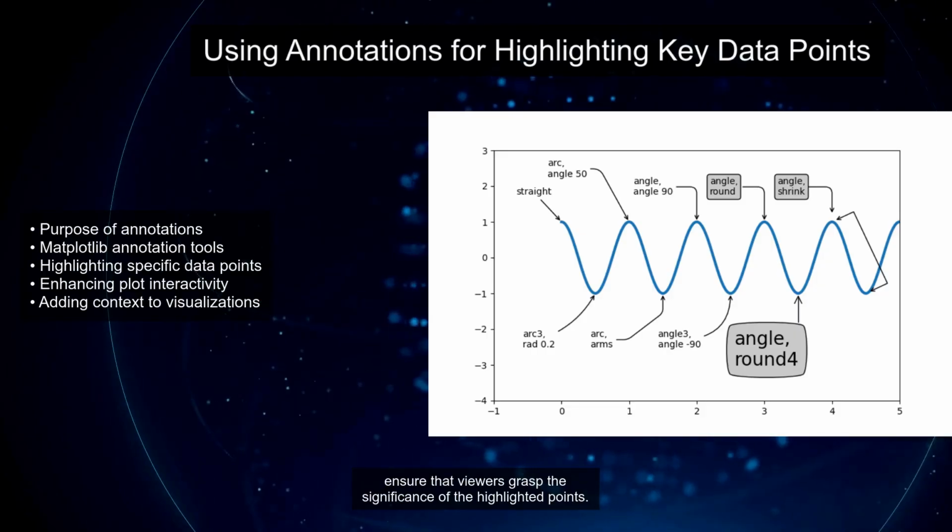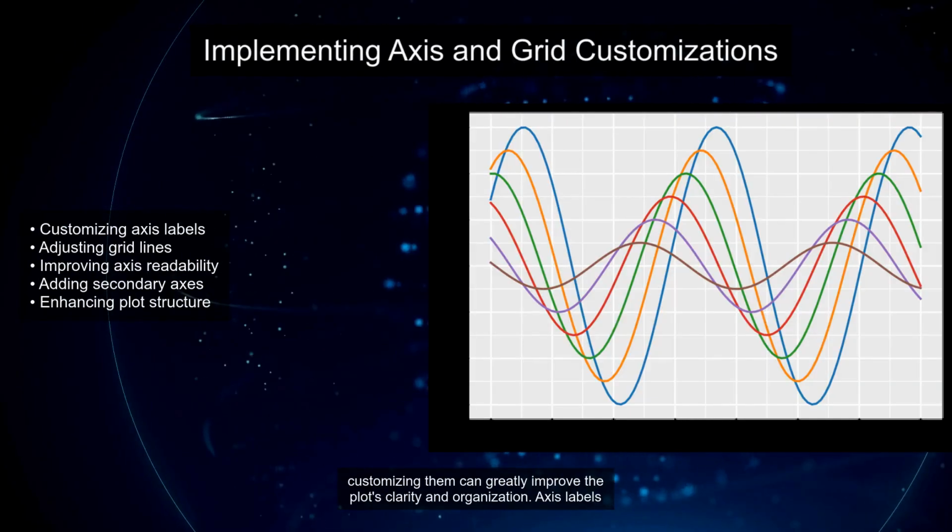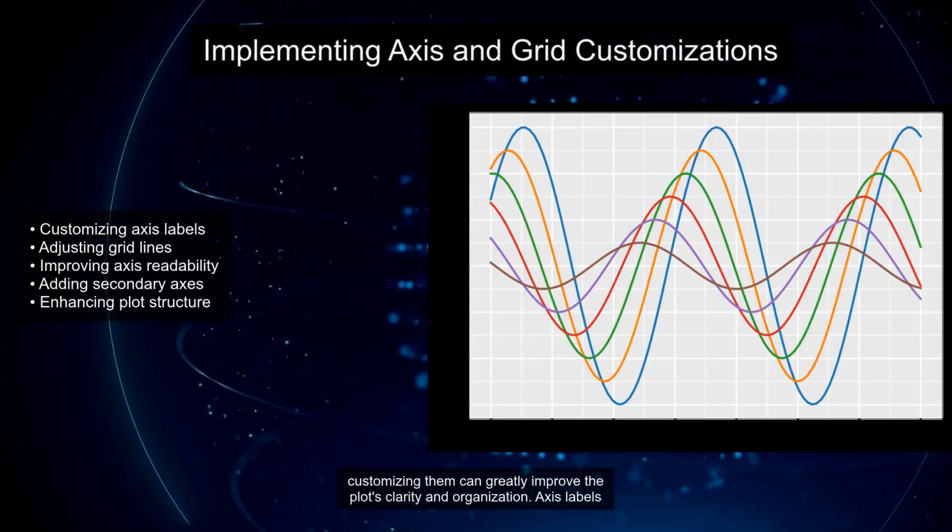By carefully annotating your scatter plots, you can enhance interactivity and ensure that viewers grasp the significance of the highlighted points. Axes and grids form the structural framework of a scatter plot, and customizing them can greatly improve the plot's clarity and organization.